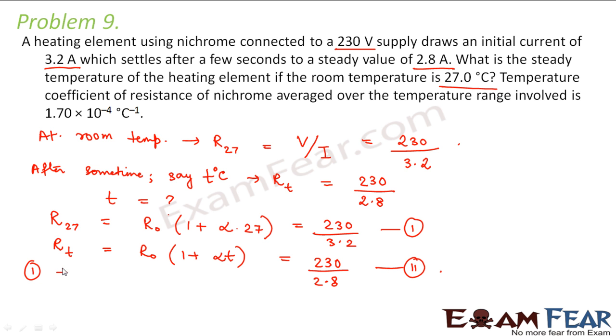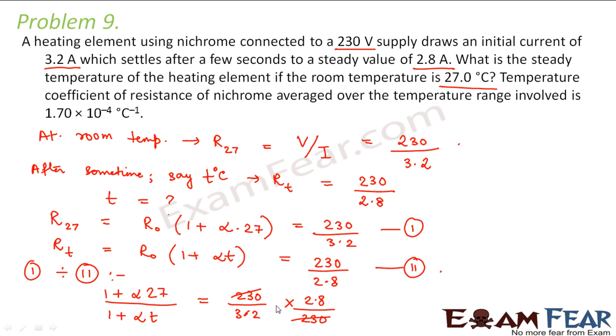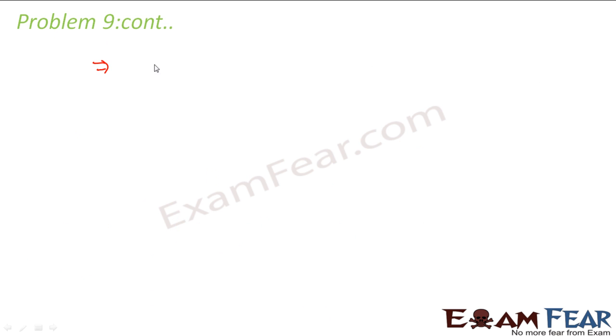Now, if I divide expression 1 by expression 2, what do I get? I get (1 plus alpha into 27) divided by (1 plus alpha T) is equal to 230 divided by 3.2 into 2.8 divided by 230. So, 230 and 230 get cancelled. This is 7, this is 8. So, we get (1 plus 27 alpha) divided by (1 plus alpha T) is equal to 7 by 8.